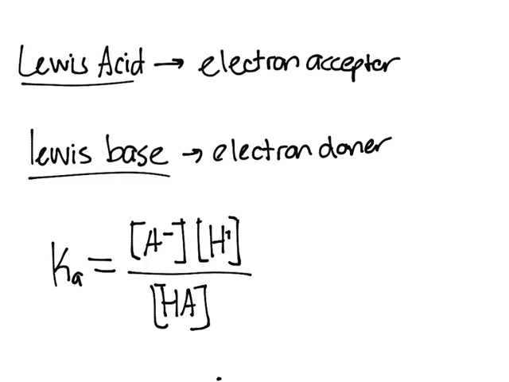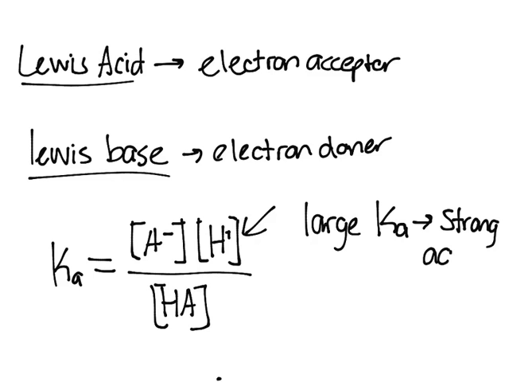So for example, if you have a higher concentration of hydrogens, then the equilibrium is going to favor donating hydrogens. And so as a result, if you have large Ka, that means that it's a strong acid, while small Ka is a weak acid.